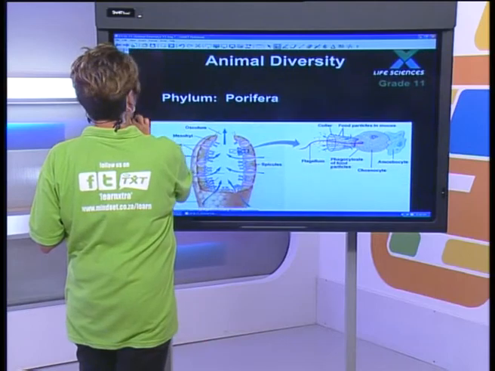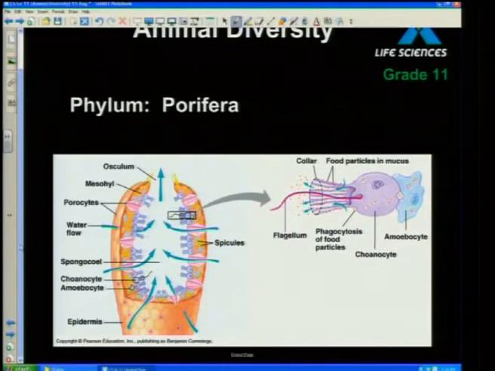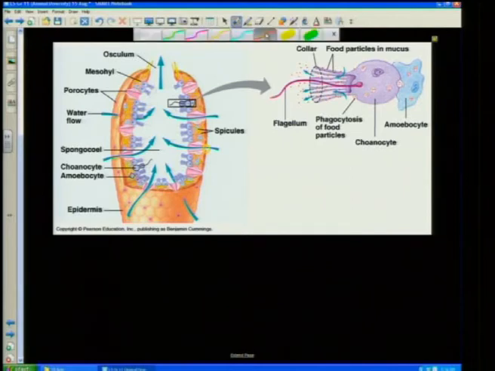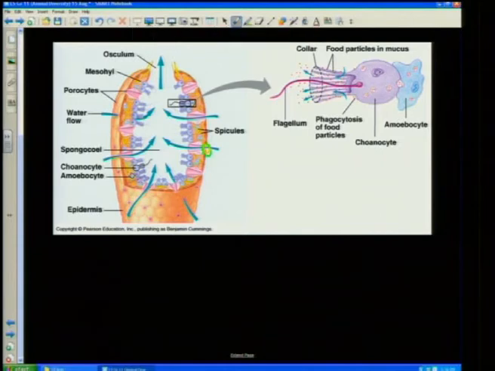There's a lovely picture. You don't have to memorize this picture, and you don't have to memorize the labels. But this is just showing a typical sponge, what it looks like in longitudinal section. As we were saying, all these pores. So there's a pore, there's a little pore there. So all these pores is why this animal belongs to the Porifera. It looks like a sponge.